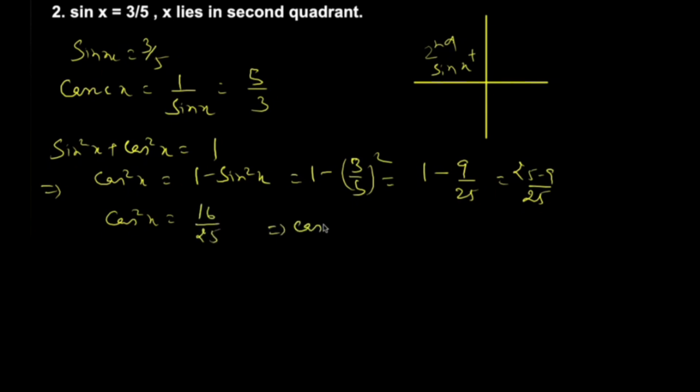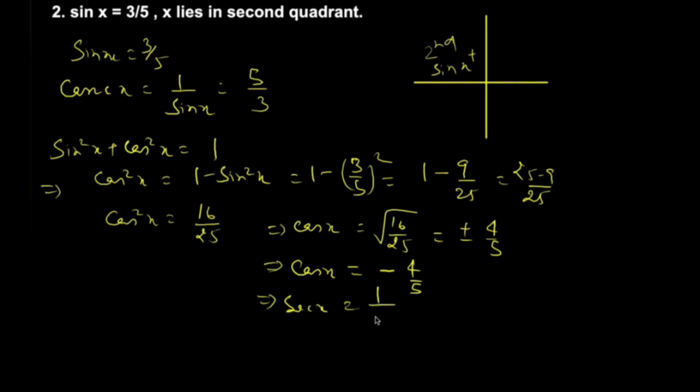So cos x is nothing but square root of 16 upon 25, which is plus and minus 4 upon 5. And now we know that in this quadrant cos would be negative. This implies cos x is minus 4 by 5. So this implies sec x is 1 upon cos x, which is 1 upon minus 4 by 5, which is minus 5 by 4. Now coming to the last one, which is tan x. Tan x is what? Sin x upon cos x, right?